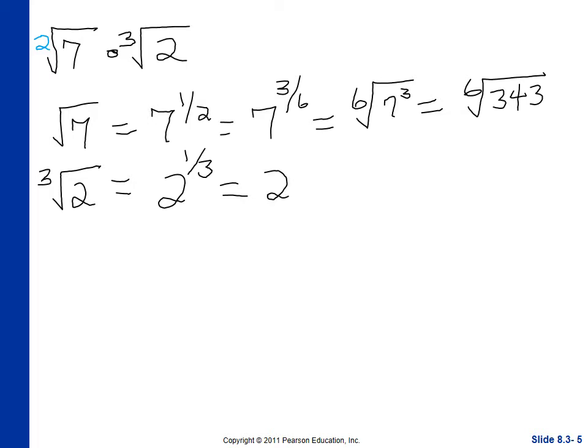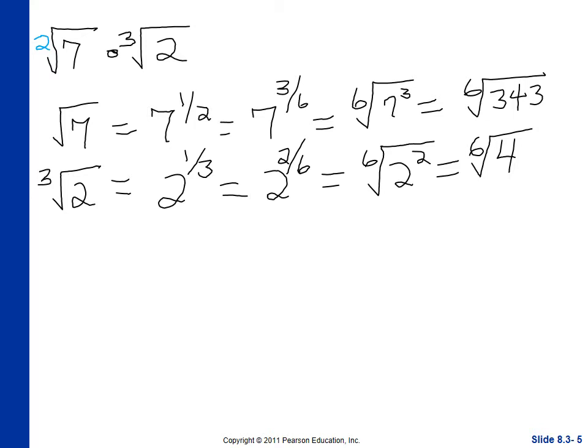Anyway, we're going to convert that into sixths. So this becomes 2 to the 2/6 power. So this is the 6th root, and 2 squared stays here. So this is equal to the 6th root of 4.